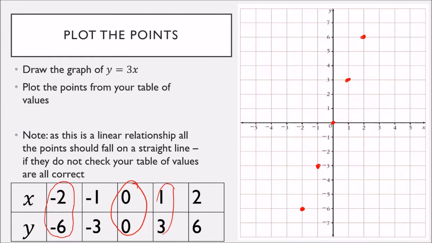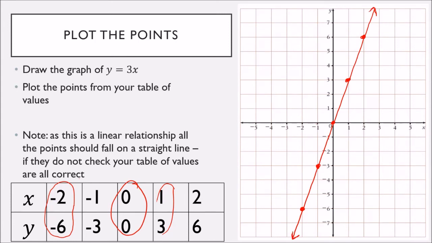Okay, so there's our points on our graph. Now what you need to do is get your ruler, line them up, make sure that all of your points sit on the line of the ruler, and then draw your line. Now it's really important because we're talking about a linear relationship. This is an infinite relationship, so it goes beyond the points that we've plotted.